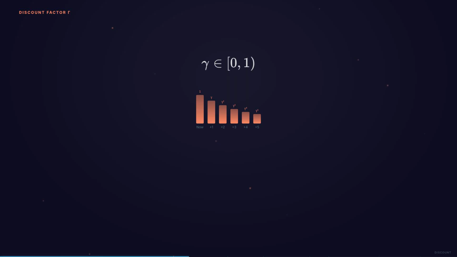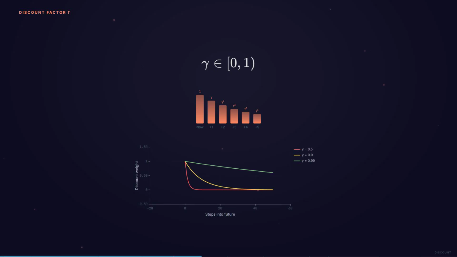When gamma equals 0, the agent is completely myopic. It only cares about the very next reward. When gamma equals 0.99, the agent is far-sighted. It values rewards 100 steps away almost as much as immediate ones. Look at the difference. With gamma of 0.5, rewards decay quickly. By 10 steps out, they're worth less than 0.1%. With gamma of 0.9, the decay is gentler. Rewards at step 20 still matter. And with gamma of 0.99, the agent looks far into the future. Rewards 50 steps away retain 60% of their value.